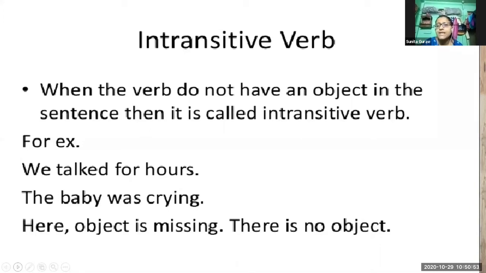The baby is a subject. Was crying: was is a helping verb, and crying is the main action. But why was the baby crying? Who made the baby cry? Is there any object given in the sentence, children? No. That is why that sentence is having intransitive verb.